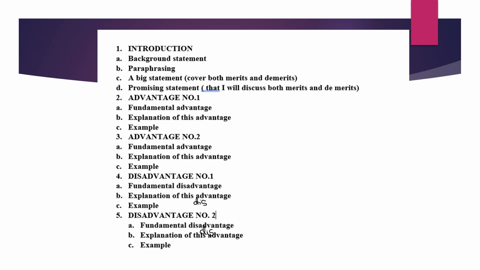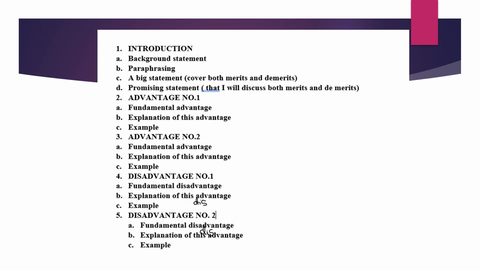In the advantage number 1 paragraph, the start should be with the fundamental advantage, then an explanation of that advantage and an example for that advantage. And for advantage number 2, the fundamental advantage should be there, the explanation of the advantage should be there with an example in that particular paragraph.